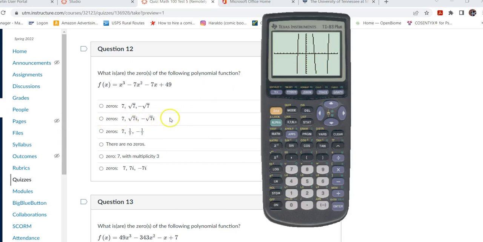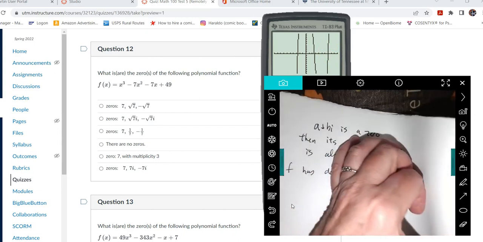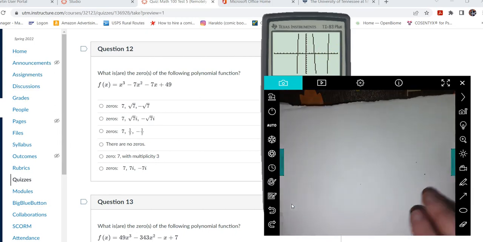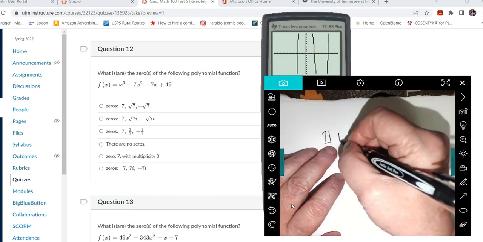So this one's not correct because it has i. This one's correct. It's incorrect to say that there are no zeros. And then it says you just get 7, but it's repeated 3 times. That's not the case here. And we can see right here that positive 7 is a zero. This last one is wrong because it has complex numbers in it. We have 3 x-intercepts, so we will have 3 real zeros. And you can see here that 7 is one of them. So from the graph we can see that 7 is a zero because 7 is an x-intercept. So I'm going to use synthetic division with 7.